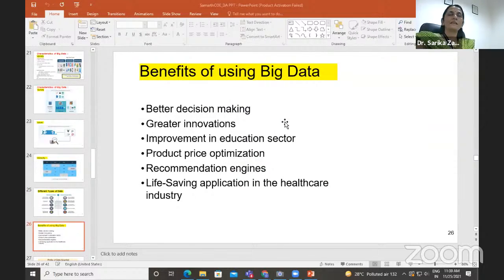Now, the benefits of big data, you already know: better decision making, greater innovations, implementing in the education sector, product price optimization, recommendation, whatever examples I have just given, everything comes in there, isn't it? Healthcare, recommendation everywhere. And I'm insisting on data scientists because it is not going to end. Jobs are always there, and demand will always be there in the future, because we will get habituated to having this in our life. This is just the start.